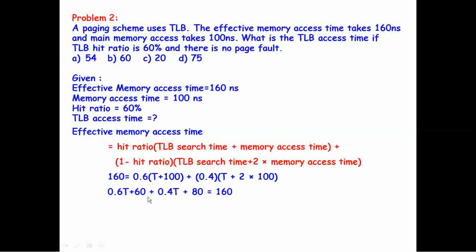After simplification we get 0.6 into T plus 0.6 into 100 plus 0.4 into T plus 200 into 0.4. So this is simplified like this, which is equal to 160. So after simplification, T plus 140 is equal to 160. Then finally T is equal to 160 minus 140, which is equal to 20.